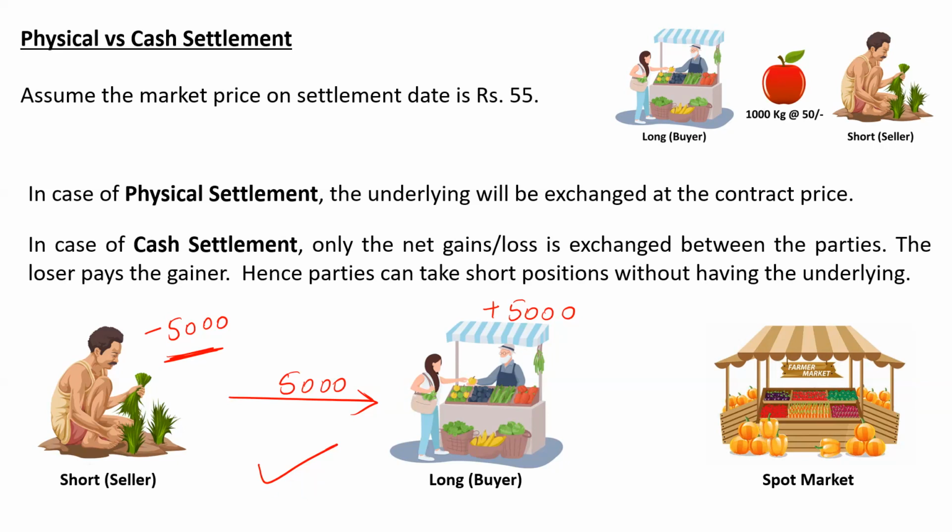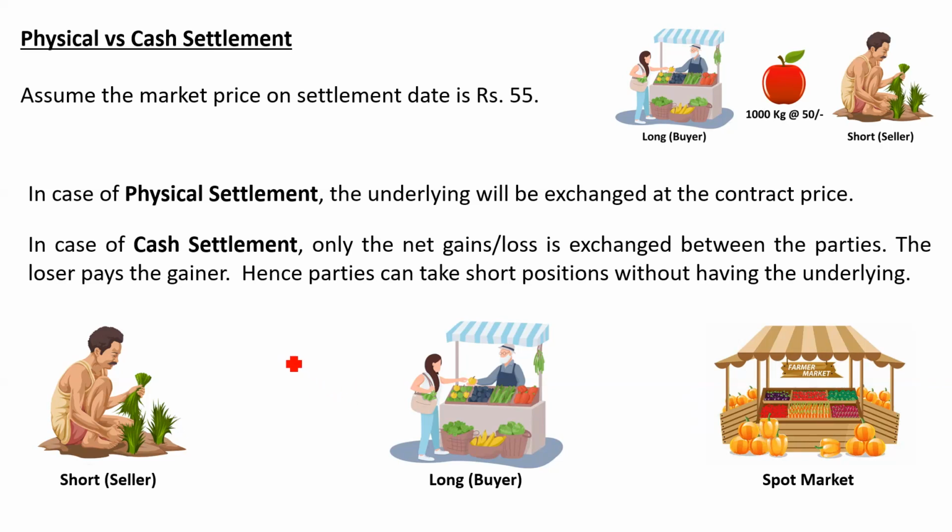The underlying is not going to move from the seller to the buyer. The underlying may not even exist. In short, in this scenario, the person who is losing money under the contract will pay the person who is gaining money under the contract. Now let me compare physical settlement and cash settlement so that you understand there is no difference whether the contract is physically settled or cash settled. When I say no difference, I mean no difference in terms of profit.